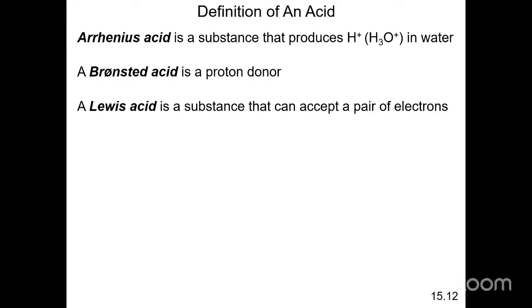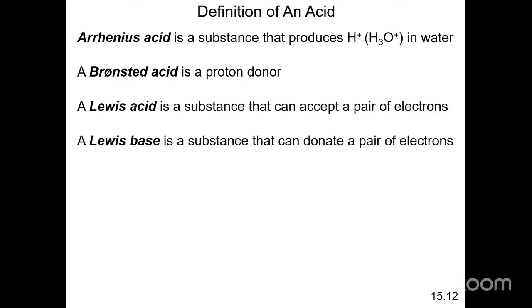So basically, according to the Lewis definition, a Lewis acid is a substance that can accept a pair of electrons, and a base is a substance that can donate a pair of electrons. Just to give you a simple example, H plus plus OH minus. According to the Lewis definition, the hydroxide ion will donate a pair of electrons to the hydrogen ion.